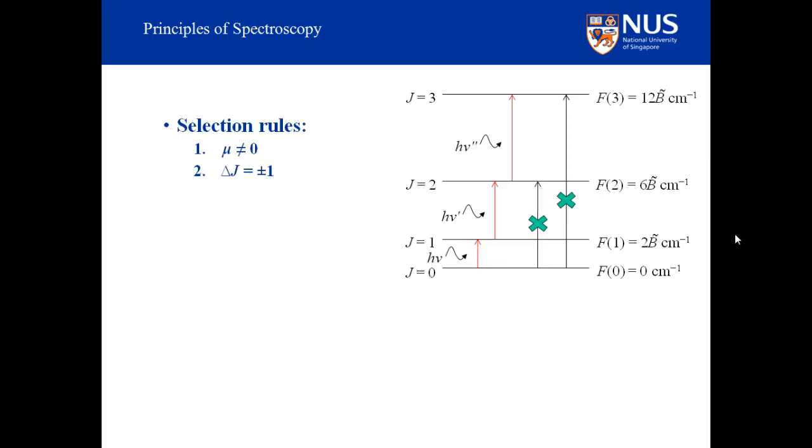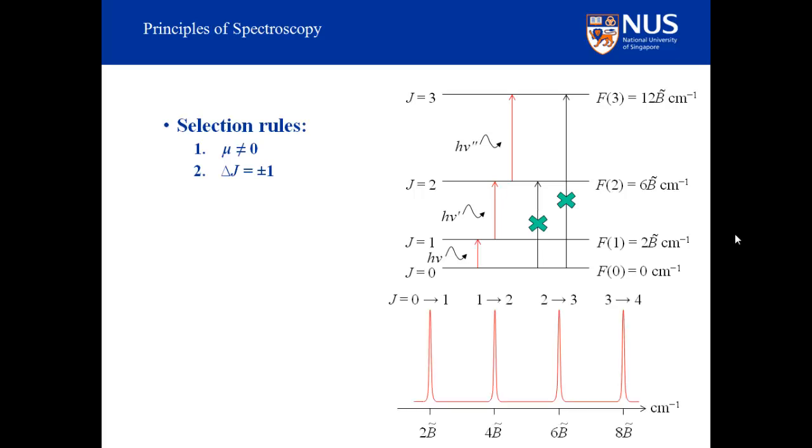So this is the picture we ended up with, and these transitions in red here are where we get changes of j of plus 1 and are thus all allowed. And these transitions, which have been crossed out, are where j is changing by 2 or 3 respectively and are not allowed.